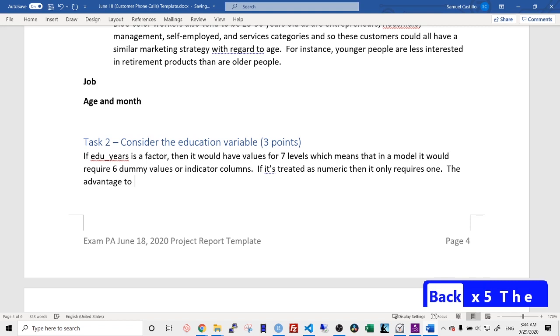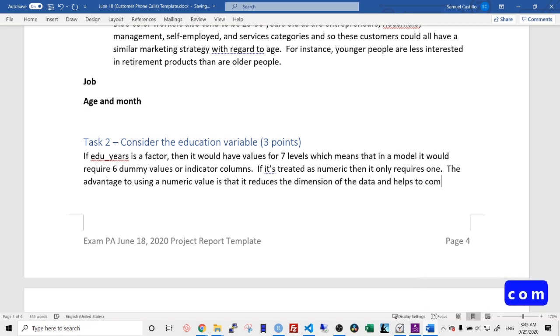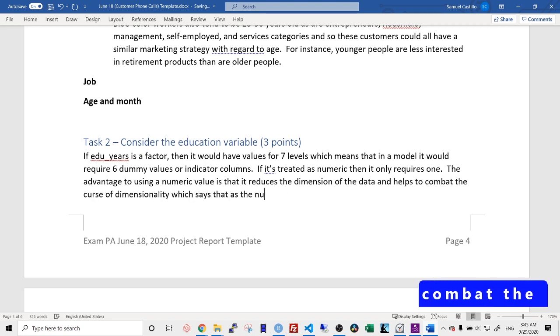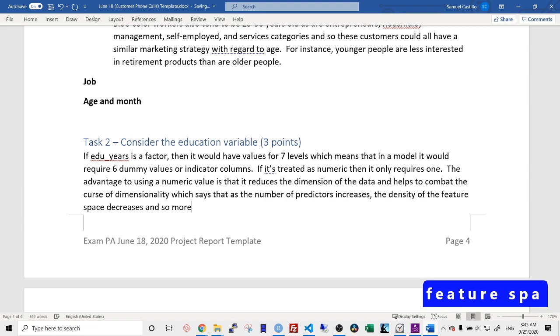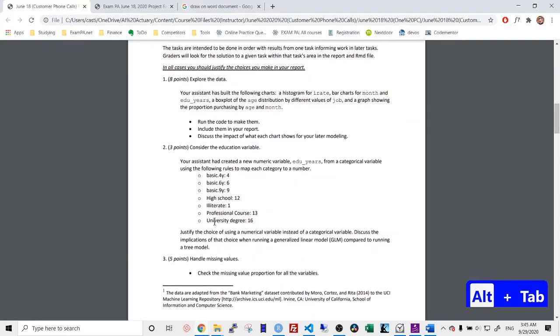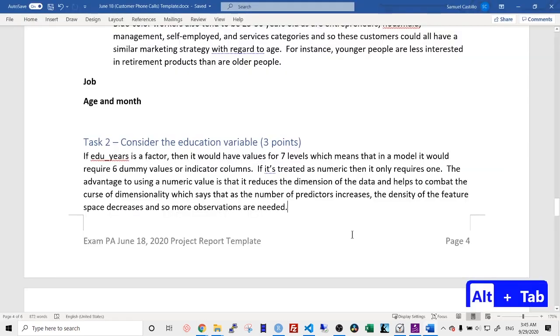So the advantage to using a numeric value is that it reduces the dimension of the data and helps to combat the curse of dimensionality, which says that as the number of predictors increases, the density of the feature space decreases, and so more observations are needed. The second part of the question is justify your choice of using a numeric variable instead of a categorical variable. Discuss the implications of that choice when running a GLM as compared to running a single tree.